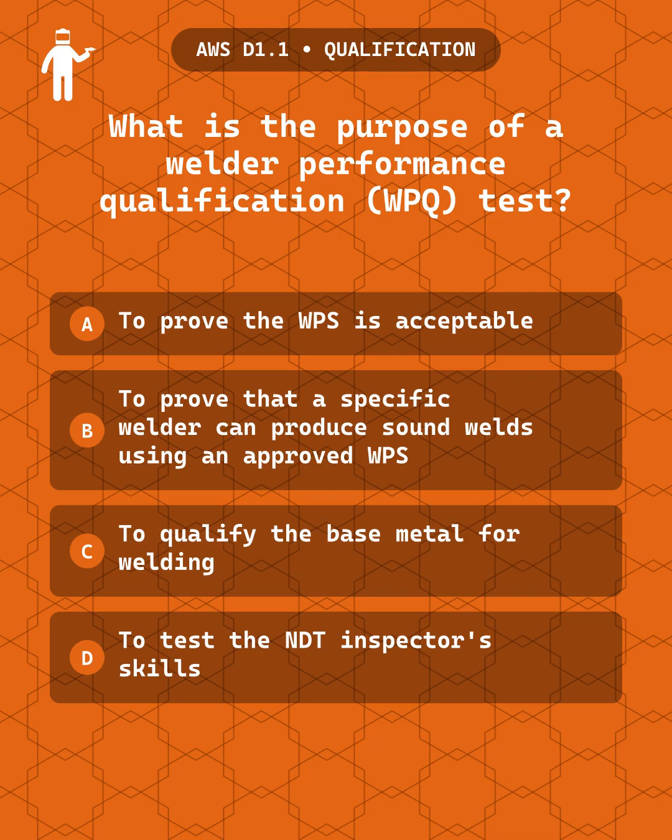Question 2. What's the purpose of a welder performance qualification test? Is it A, to prove the WPS is acceptable, B, to prove a specific welder can produce sound welds using an approved WPS, C, to qualify the base metal, or D, to test the NDT inspector's skills?